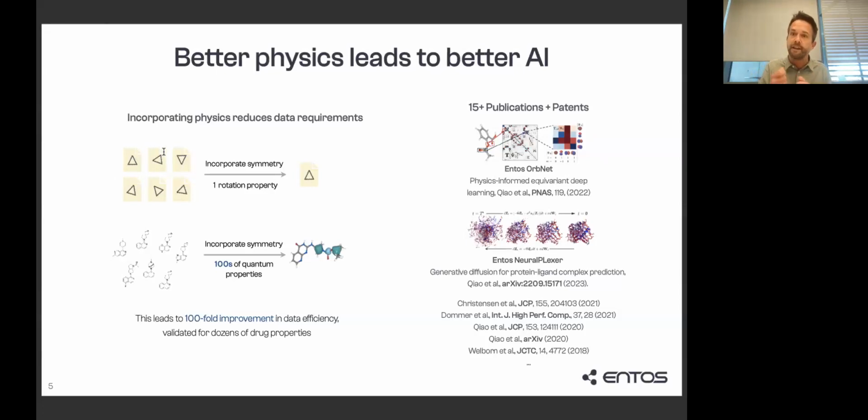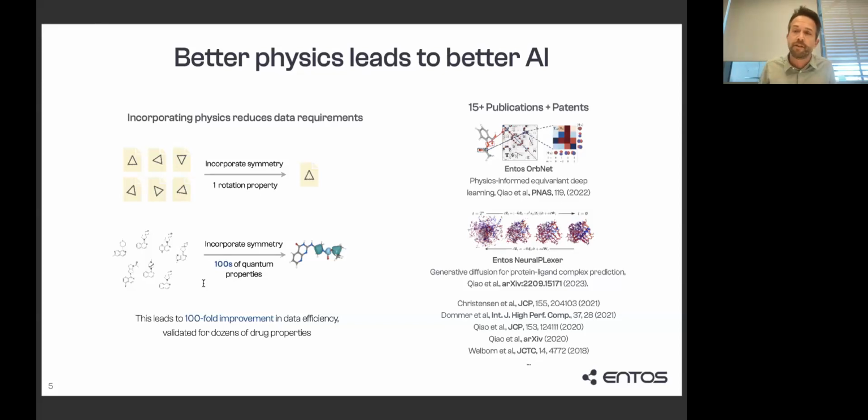On the other hand, if I build a machine learning model that naturally incorporates that rotational symmetry of triangles, I only need to see one such example before I can very successfully predict and recognize subsequent triangles. And that goes not just for simple geometry like that. Molecules are actually a generalization of this idea. Molecular orbital structure is indeed something that incorporates a huge amount of symmetry.